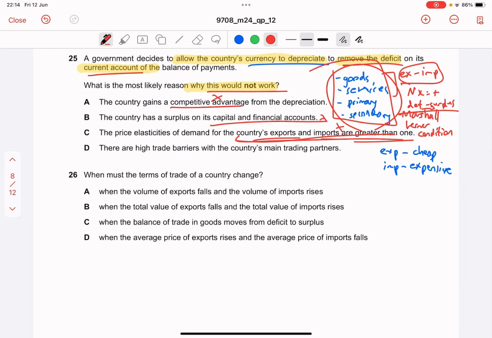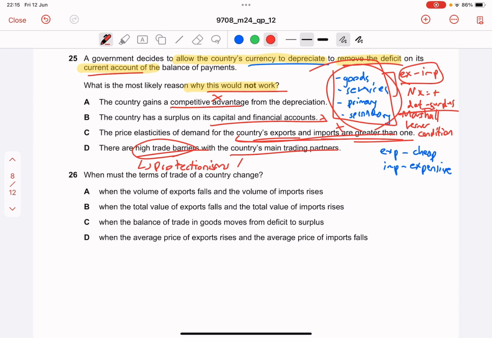Now it's most likely the last one, but anyway, let's read it. There are high trade barriers with the country's main trading partners. Now, what does high trade barriers mean? So high trade barriers are most likely protectionism methods, which are methods used to protect domestic firms from foreign competition. So this includes embargoes, which is a complete ban on imports, and tariffs, which increases the price of imports because it is a tax on imports.